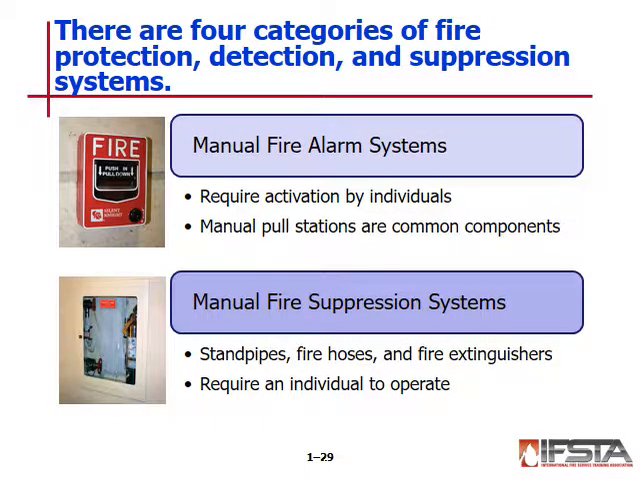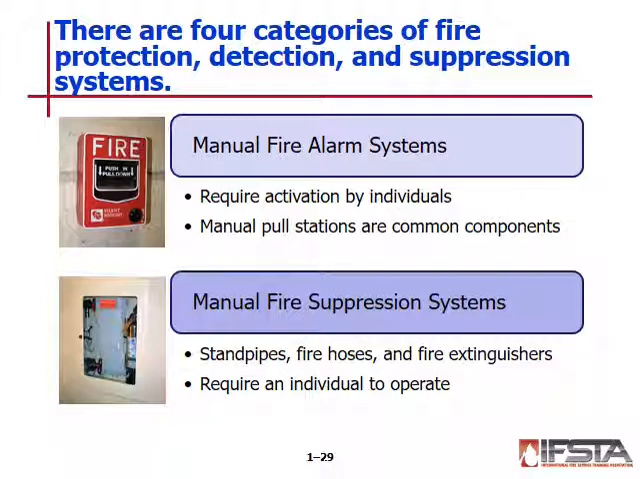Manual fire alarm systems require activation by an individual upon the discovery of a fire. Devices such as manual pull stations are common components of the manual system, and you can see those pretty much everywhere in any building you go to, whether it be schools, stores, or wherever the case may be.